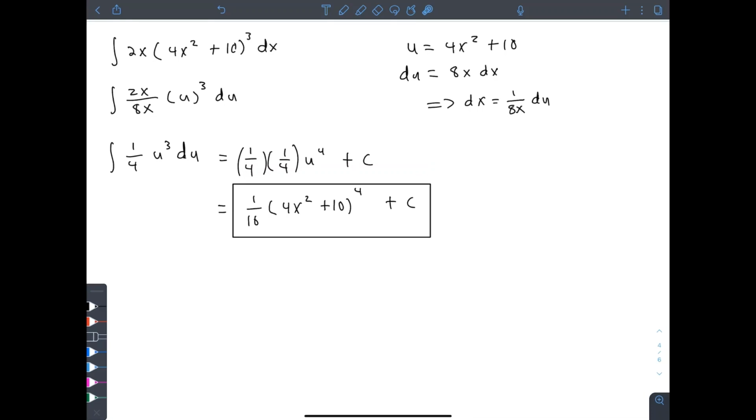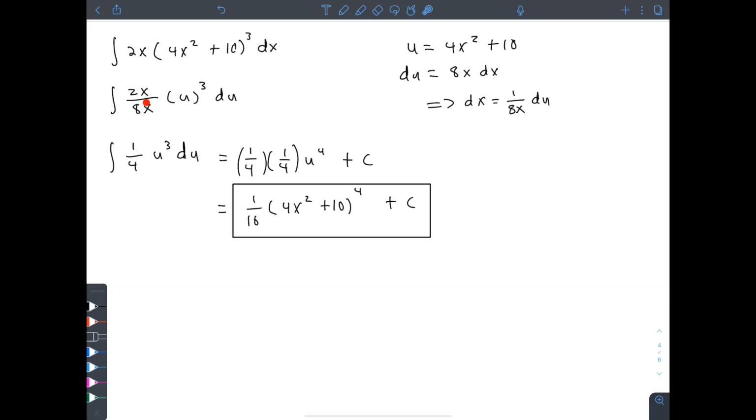Alright, so with that, let's go back through the steps and see what we did. So what we did is we took one of the terms from our integrand and we set it equal to u, realizing that the term that we chose was going to be differentiated and set in terms of dx to plug back into our integrand to cancel our x terms.